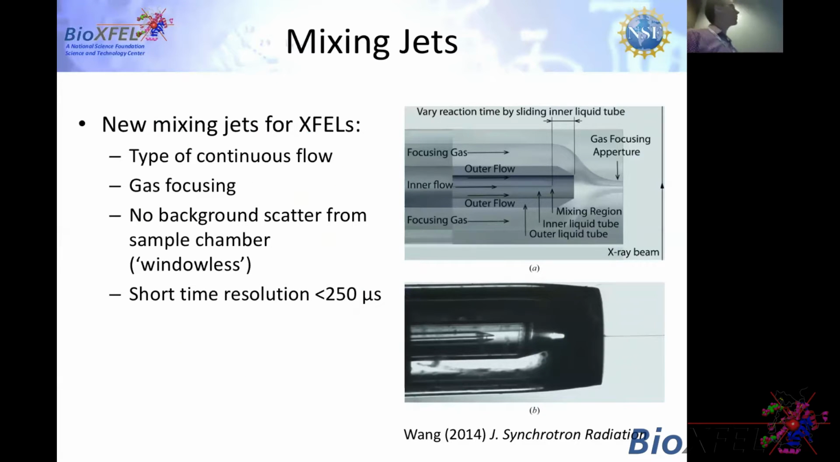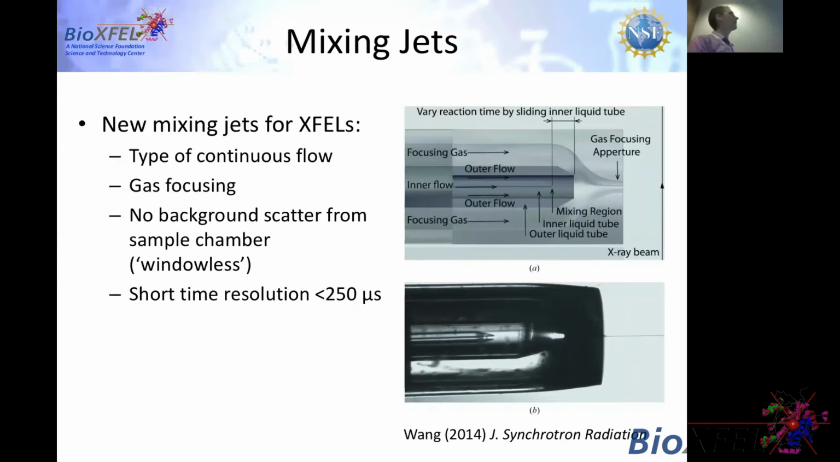Okay, so Uwe will talk about this in a lot more detail. I'll just mention it very briefly. Mixing jets are essentially the main way that we do diffusion-based analyses for time-resolved studies. It's a type of continuous flow. It often uses gas focusing.